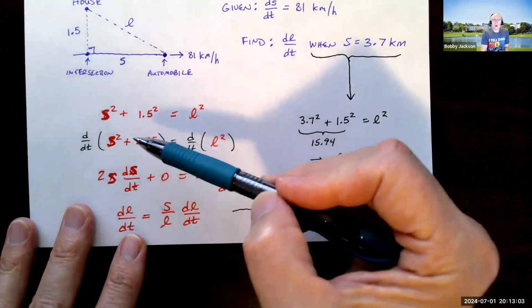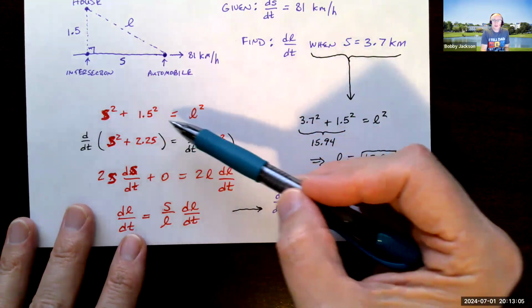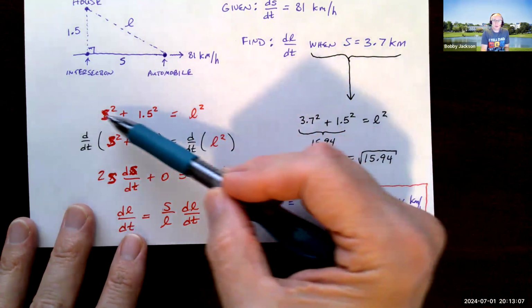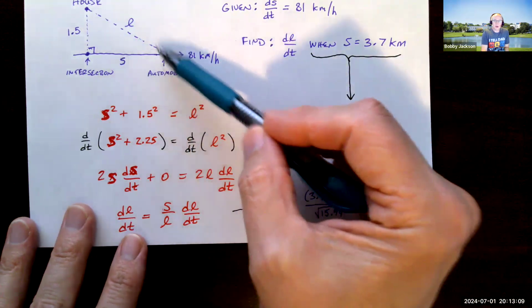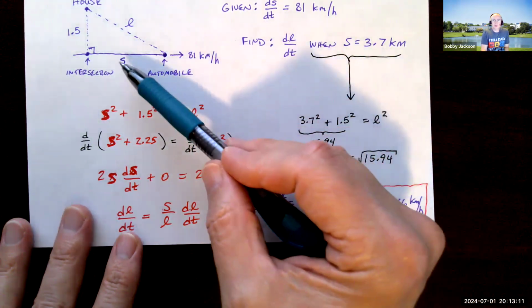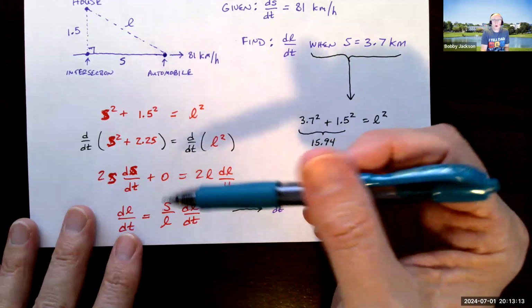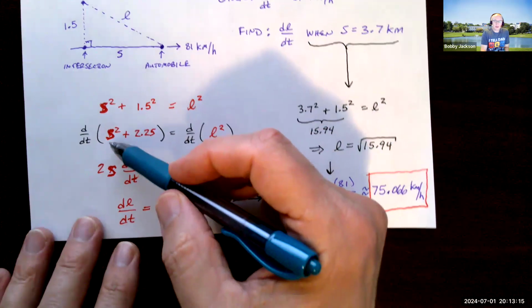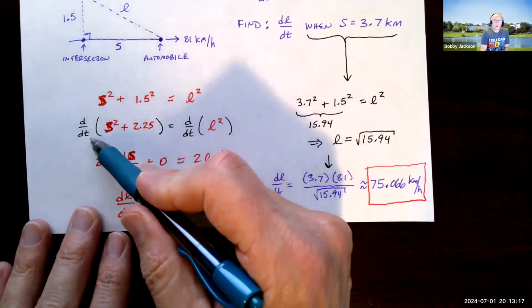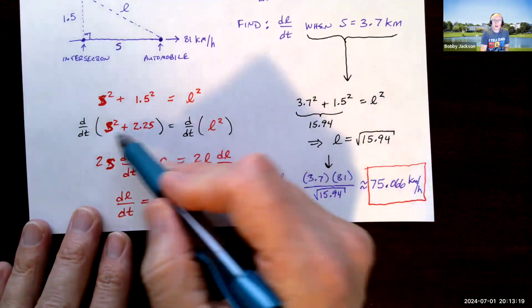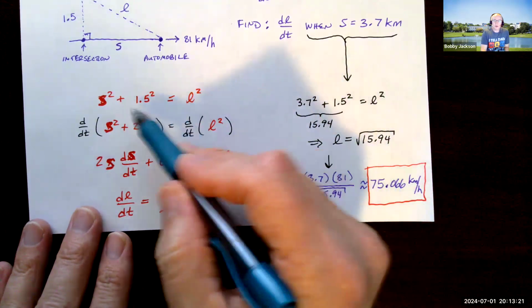So let's put things in motion, right? This is a static picture. At any point in time, this relationship holds, right? Then we have this right triangle, but now let's put things in motion. S and L are quantities that are changing with respect to time. So the derivative with respect to time of both sides has to be equal, since both of these quantities are equal.